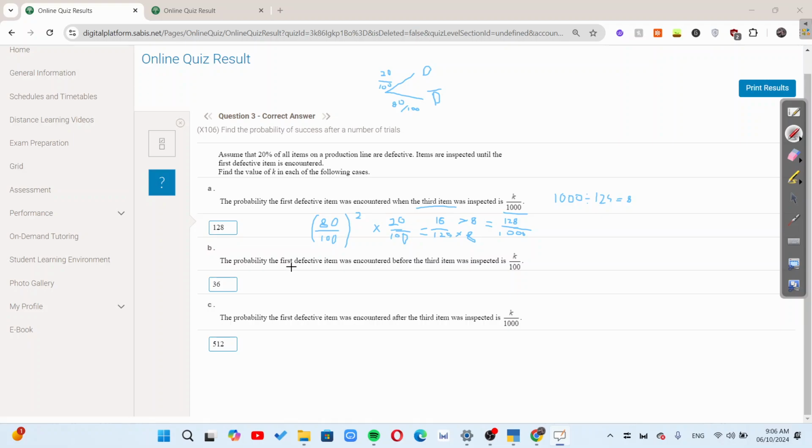So second one, the probability that the first defective item was encountered before the third item. Before the third item means less than 3, not including 3. So it's either that you got it first try or second try. So we have to add up our possibilities for both. The probability that you got it defective on your first try is 20 out of 100, because that's the probability that you have a defective item. So it's 20 over 100. But let me make sure I'm doing it right. So it's 20 over 100. Yeah.